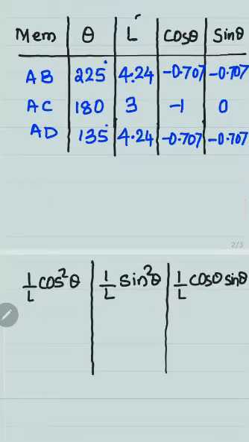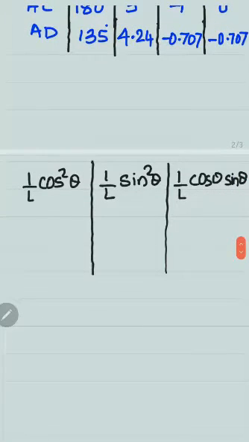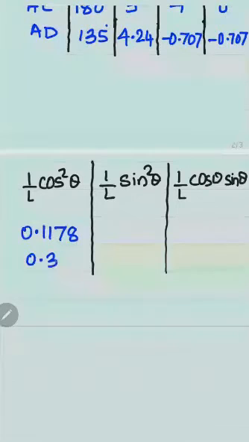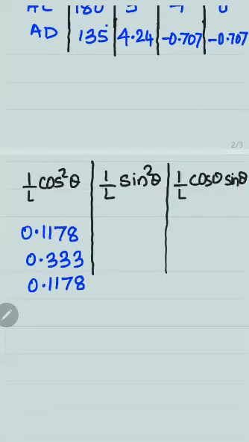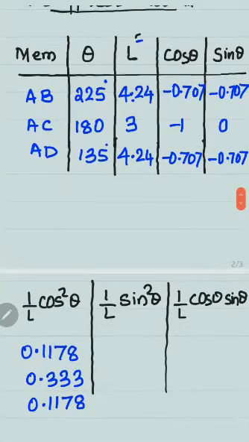Now I want 1 by L cos square theta. So you have the square of cos theta divided by this L, right? You will get 1 by L cos square theta. That 1 by L cos square theta you will get as 0.1178 for member AB, and for member AC you will get 0.333, and for AD you'll get 0.1178. Similarly, you have the square of sine theta divided by L.